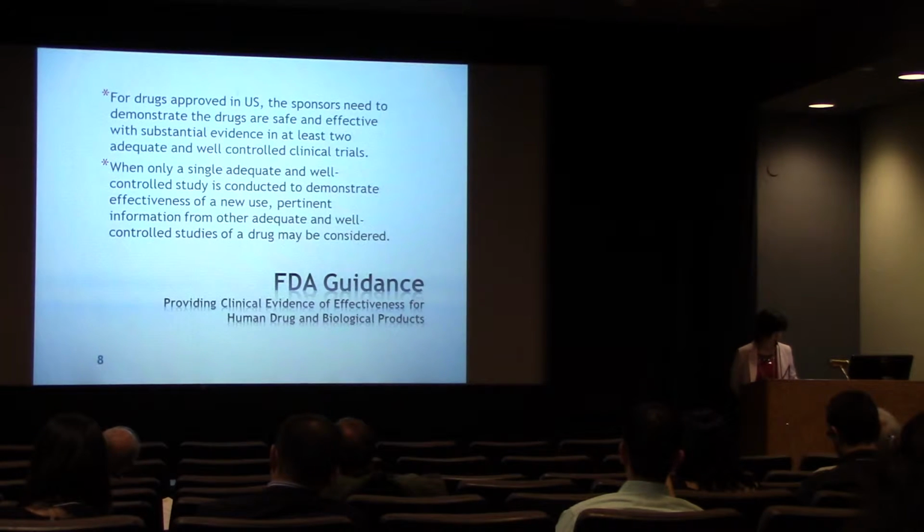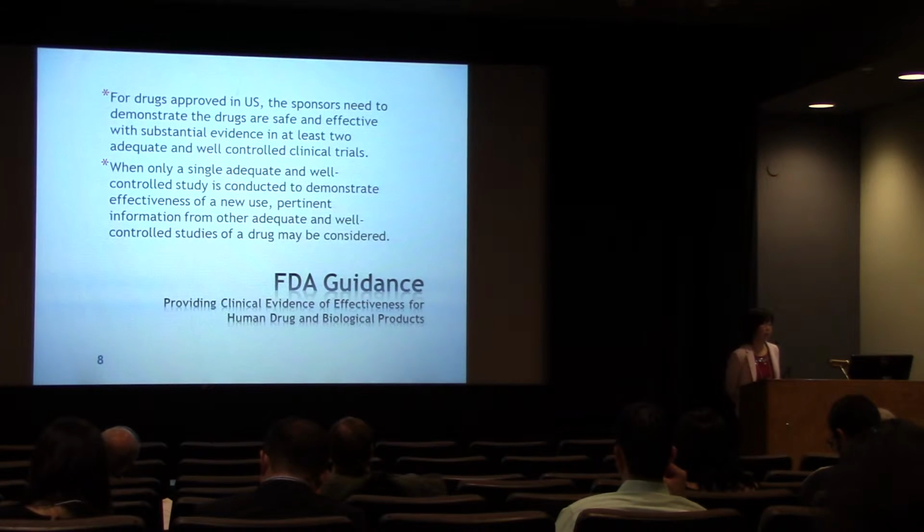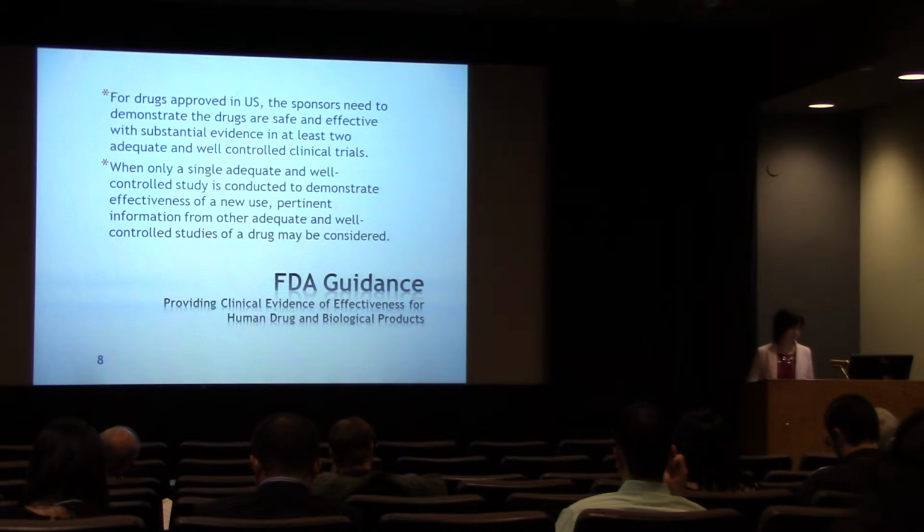Now here's one of FDA's guidance. For drugs approved in the US, the sponsor needs to demonstrate the drugs are safe and effective with substantial evidence in at least 2 adequate and well-controlled clinical trials. Sometimes the sponsor can only afford to conduct 1 trial. So when only a single adequate and well-controlled study is conducted to demonstrate effectiveness of a new use, pertinent information from other adequate and well-controlled studies of a new drug may be considered. So normally we require the sponsor to submit 2 positive trials for the drug's approval.